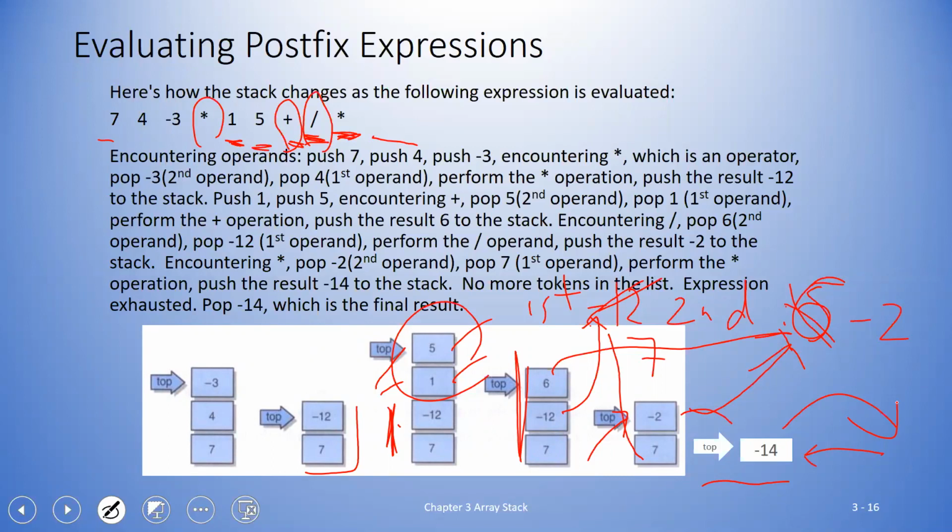You just, okay, if it's an operand, push; operand, push; operator, okay, pop the top one as the second operand, and then pop the next one as the first operand. Evaluate, calculate, and push the result back. And then operand, push, operator, you pop. So that is the algorithm.